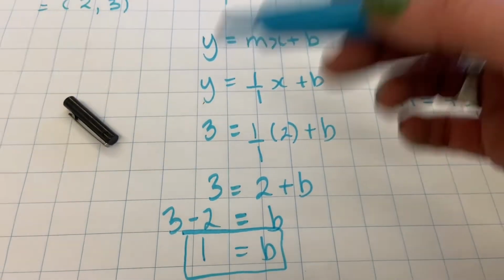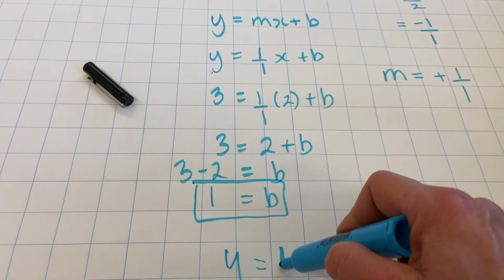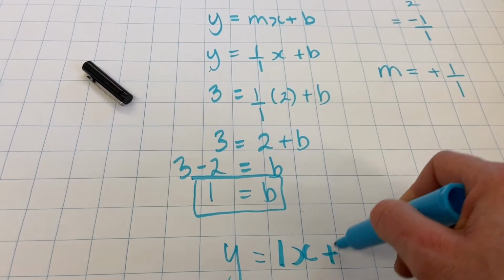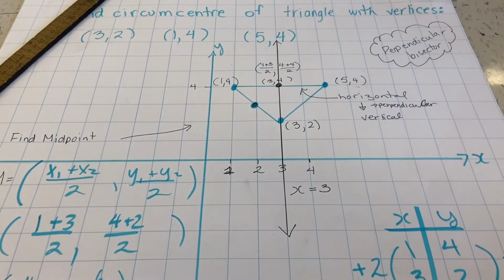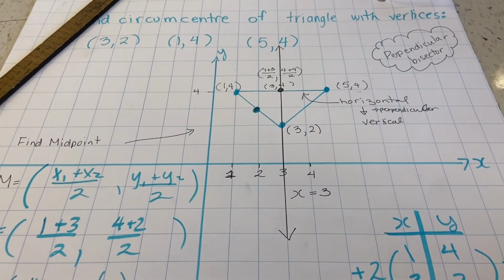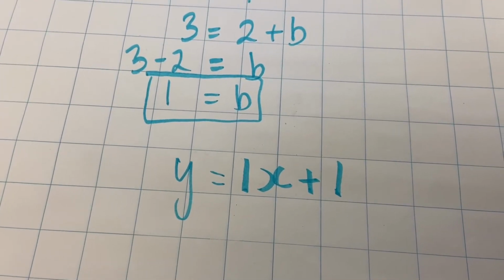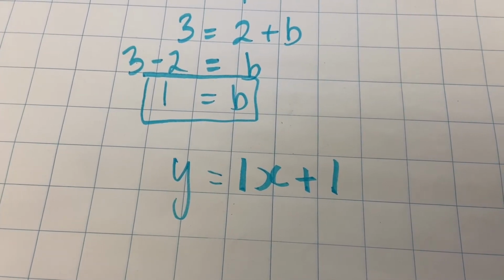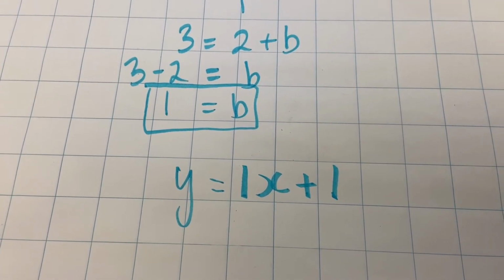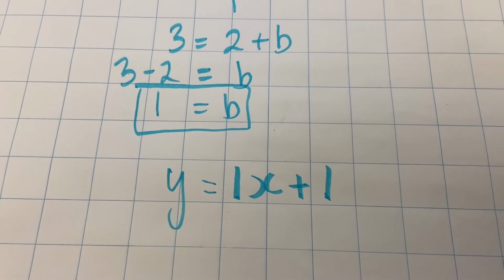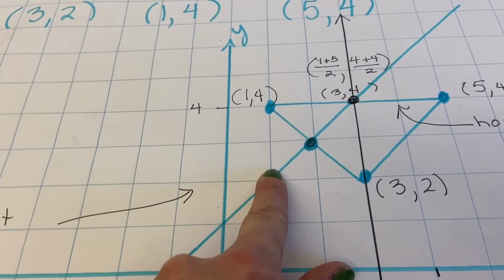So that means the equation of this perpendicular bisector is going to be y is equal to 1 over 1x, which is just 1x plus 1. Let's graph that perpendicular bisector up here on my grid so we can predict where the circumcenter should be. So I'm going to take my y = 1x + 1 and put it on my graph. 1x means it's jumping 1 each time. The plus 1 means it starts at 1. The y-intercept is plus 1. So here I am. It starts at plus 1 and it jumps 1 each time.